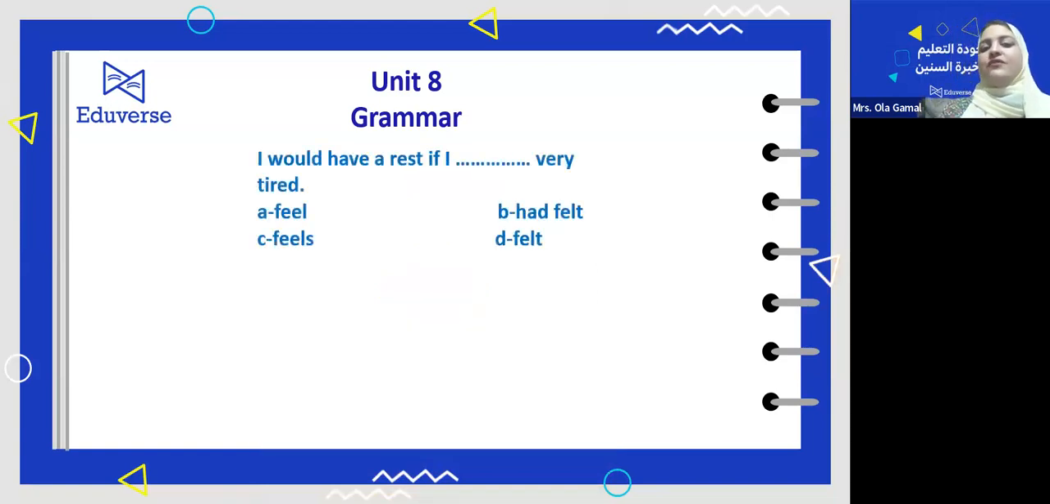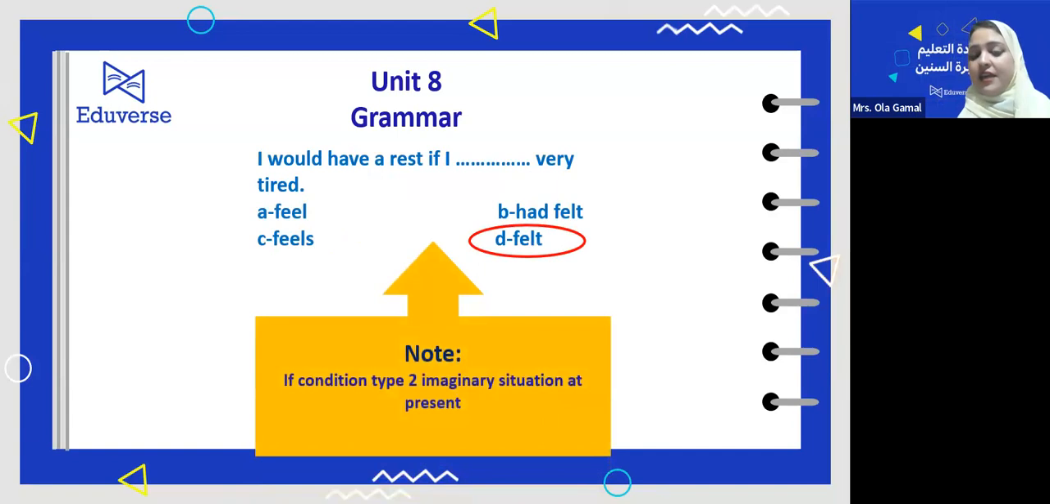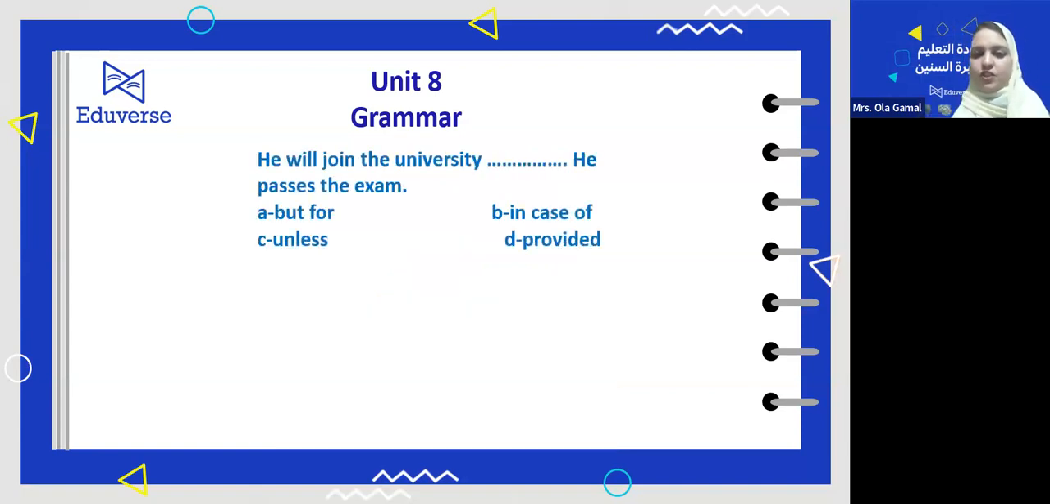Let's move here. I would have a rest if I was very tired. If I, yes, if I felt. Why? Because here we have would at the beginning, and it's considered an imaginary situation in the present. So I would have a rest if I felt very tired. This means I don't feel very tired right now, but maybe I might be. I'm imagining that maybe I would feel tired after working hard. Let's move on to the next question.